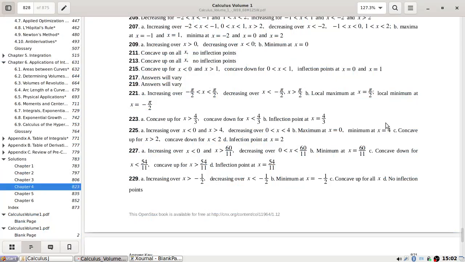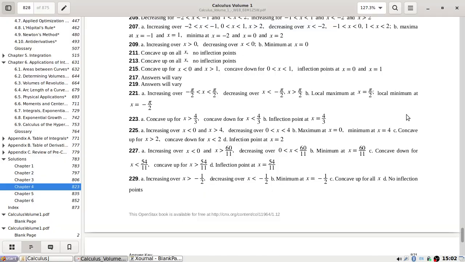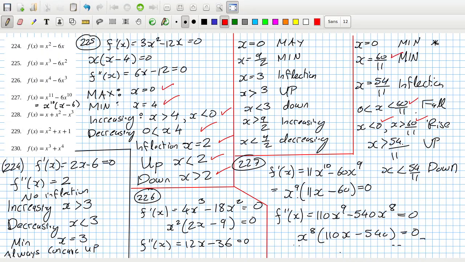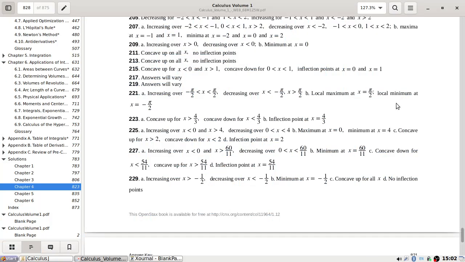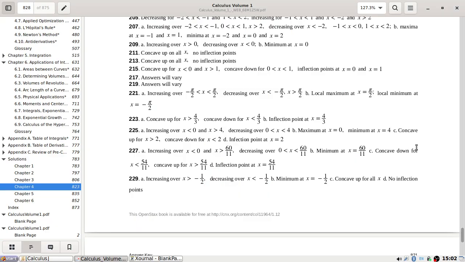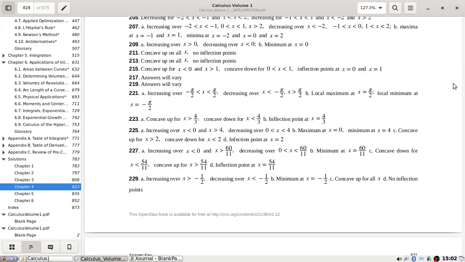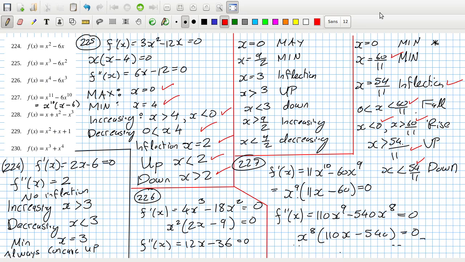Yeah. And more than 60 over 11. Yeah. Decreasing. Yeah. Minimum at 60 over 11. Yeah. Concave down when less than 54 over 11. And concave up. And then inflection. Did I actually say inflection? I did. But it doesn't mention what's happening at 0.